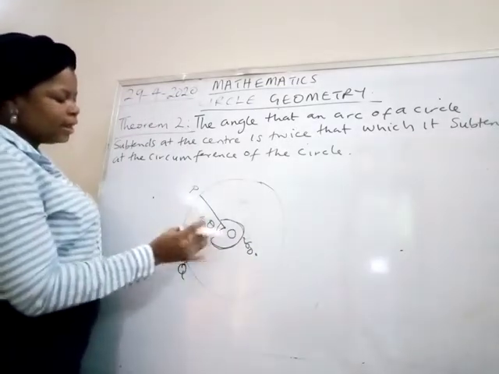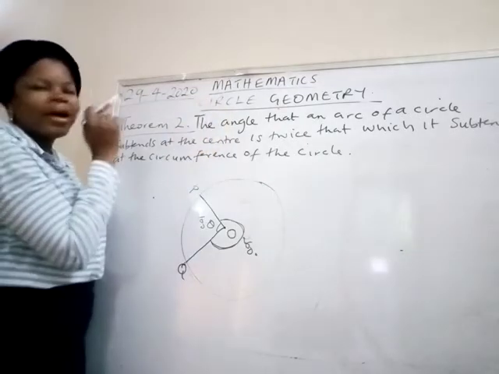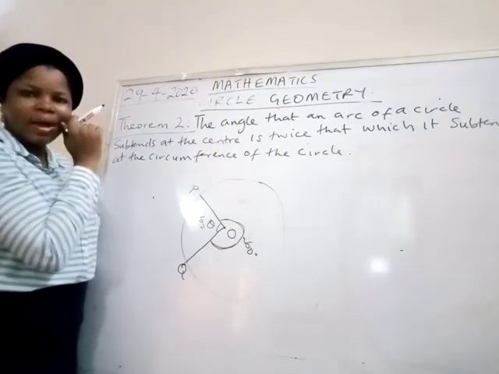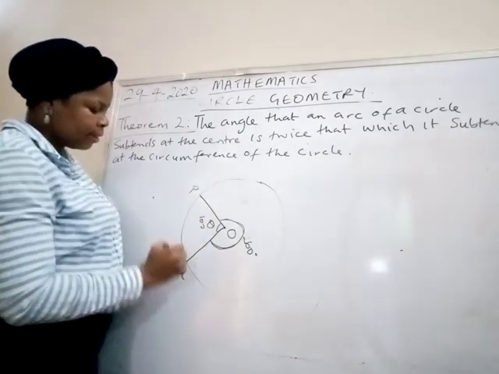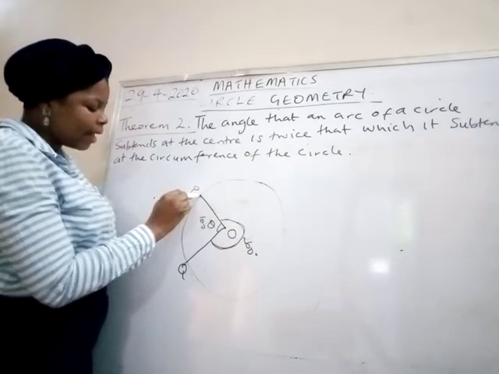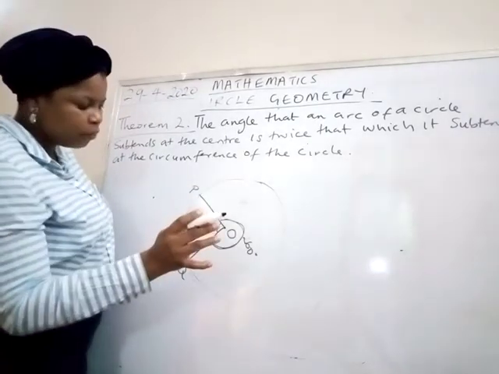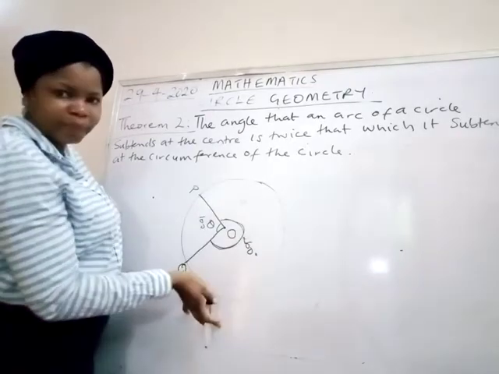So, in this diagram, we are still going to obey angle at the center is twice angle at the circumference. Now, for this small arc, I'm going to subtend to the circumference. So that means from this arc PQ, I move to the circumference. I can move to anywhere on the circumference of the circle. Here. Are you getting it now?